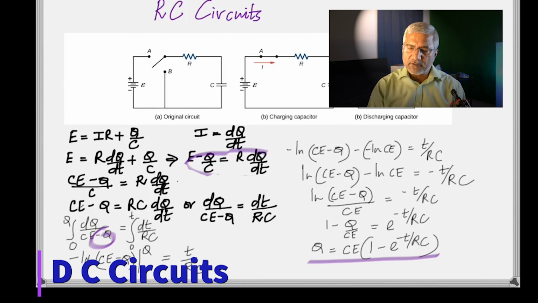But wait a minute. What is C times E? C is the value of the capacitance and E is the EMF of the battery. When you multiply capacitance with voltage, you get what? You get charge. So that's going to be the maximum charge. So you could put this as Q sub M, showing maximum charge. So that's the formula for charging of a capacitor through a battery.